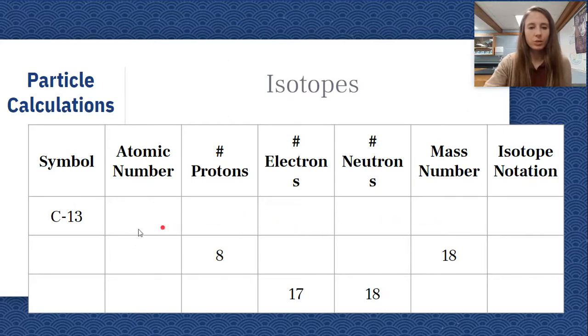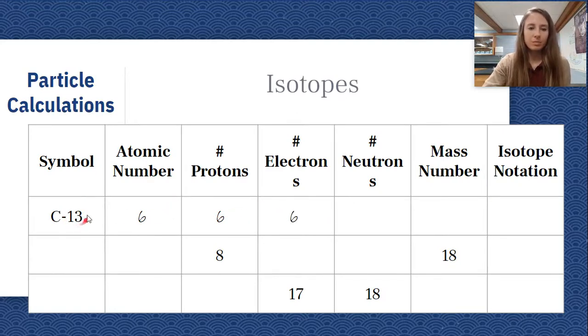So for the first row here, we are given C-13. Remember, the 13 is going to be equal to the mass number, but we're going to just start with the basics from what we learned last class. We know it's carbon, and if you look at carbon on your periodic table, you know that its atomic number is 6. And because the atomic number is 6, the number of protons is also 6. Atomic number is equal to the number of protons, and for now, it's also equal to the number of electrons. So we have 6, 6, and 6.